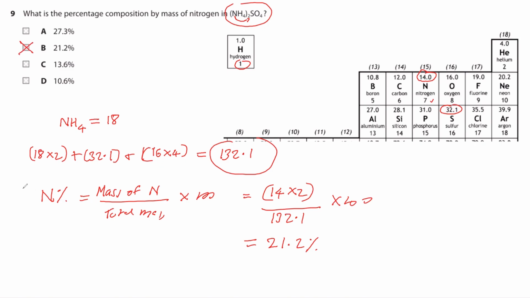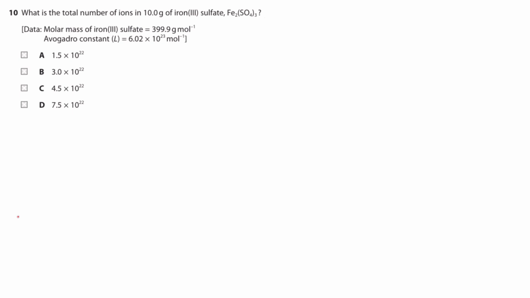Right, let's go for question number 10. What is the total number of ions in 10 grams of iron sulfate? They have given the molar mass and the Avogadro's constant. So remember, to find the number of ions, first you have to find the number of moles. So first we'll find the number of moles of iron(III) sulfate, or ferric sulfate.